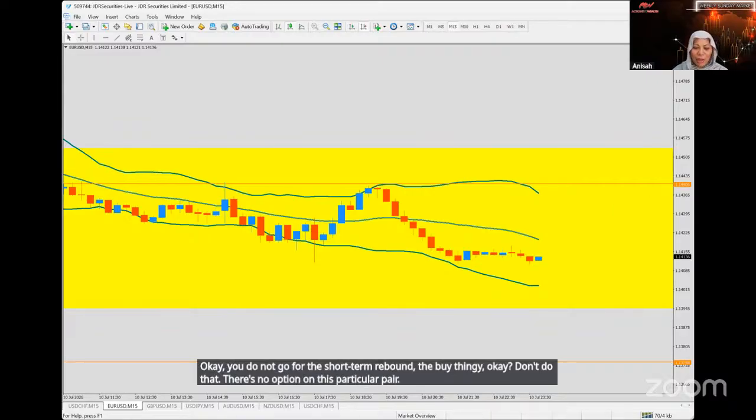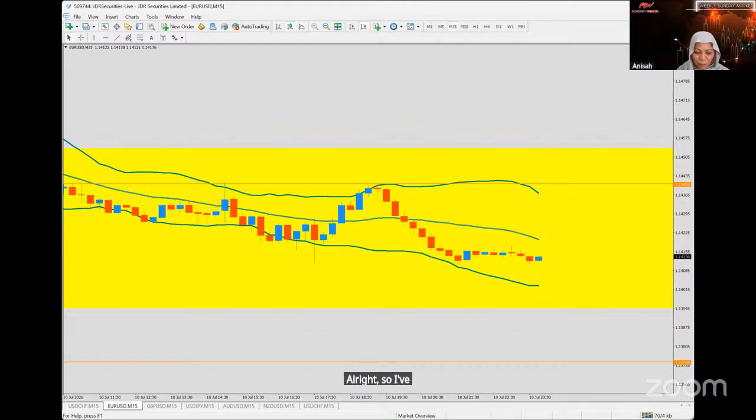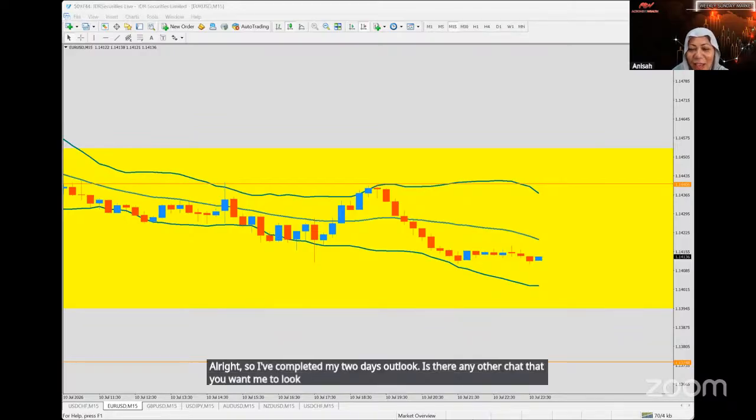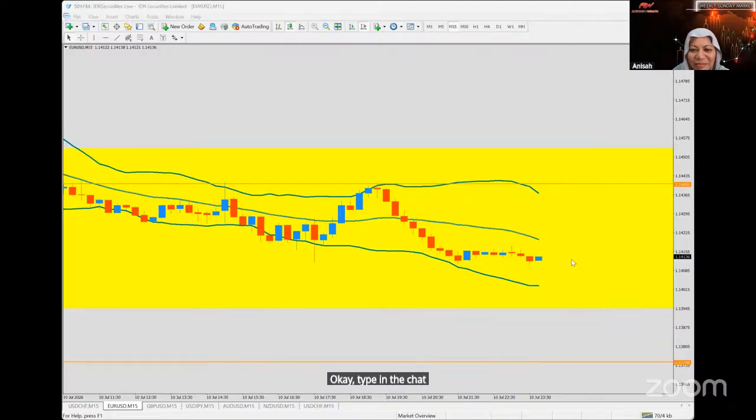All right, so I've completed my today's outlook. Is there any other chart that you want me to look at? Type in the chat box. Any other pair? Gold. Ray, sorry. How do you determine TP and stop loss?